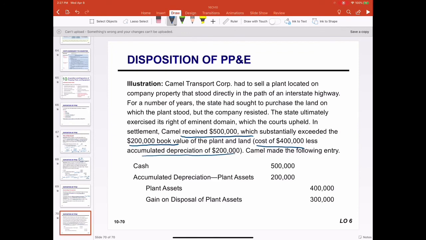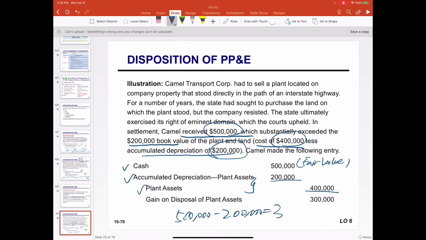So the journal entry is we first debit cash, which is the fair value, the price. To write off these assets, we debit accumulated depreciation $200,000 and credit plant $400,000. Because the fair value $500,000 is greater than the $200,000 book value, the $300,000 is gain. So we credit gain $300,000.